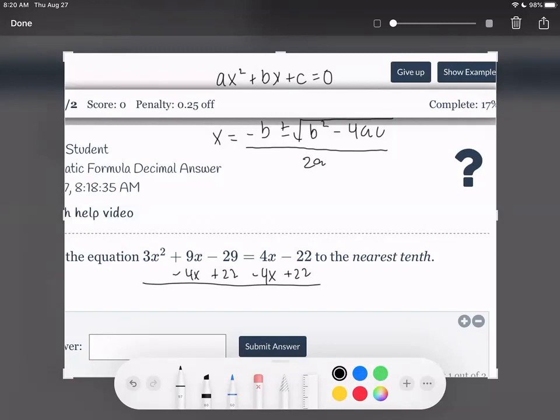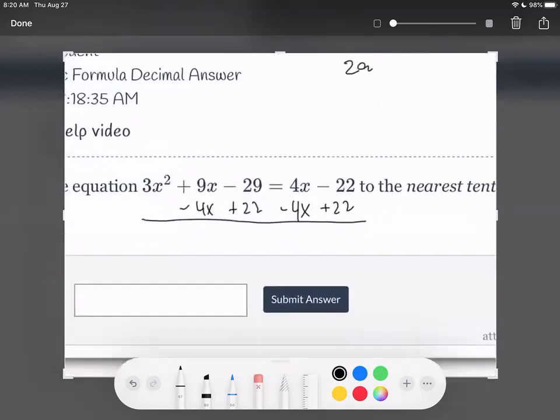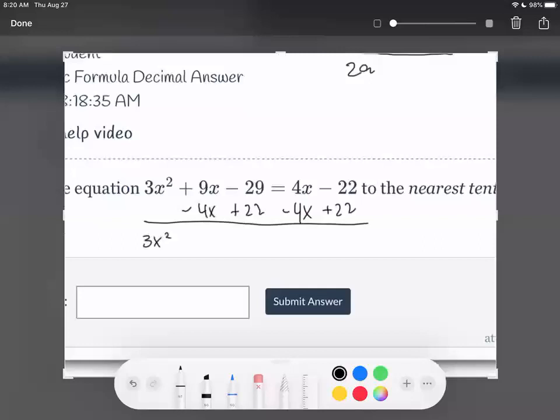Yeah, that lagged a little bit, but yes, what I did was I subtracted 4x and I added 22 to both sides. Okay. Then let's simplify this. We have 3x squared. 9x minus 4x is 5x. Negative 29 plus 22 is negative 7. And then those get to cancel out and we get 0. Any questions up till here?